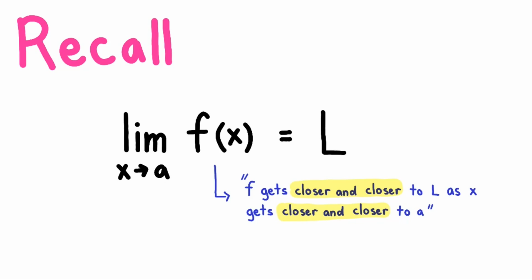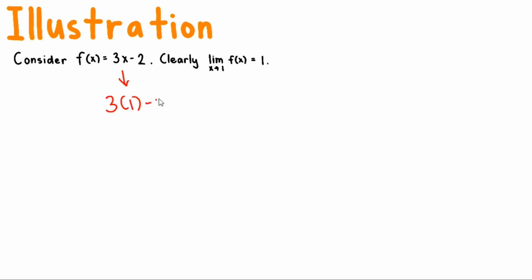So to start, let's have this illustration. We consider the function 3x minus 2, and we take note that clearly the limit of f of x as x approaches 1 is equal to 1. We obtain this since, when we evaluate limits of this form, we won't have any complications, we just plug in 1. So we'll have 3 times 1 minus 2, and this will give us 3 minus 2, or simply 1. That's how we obtain this limit.